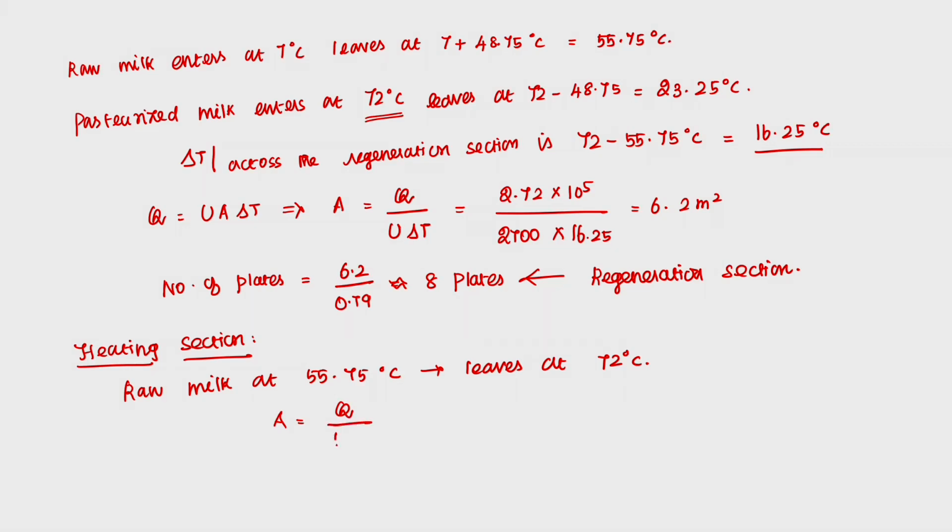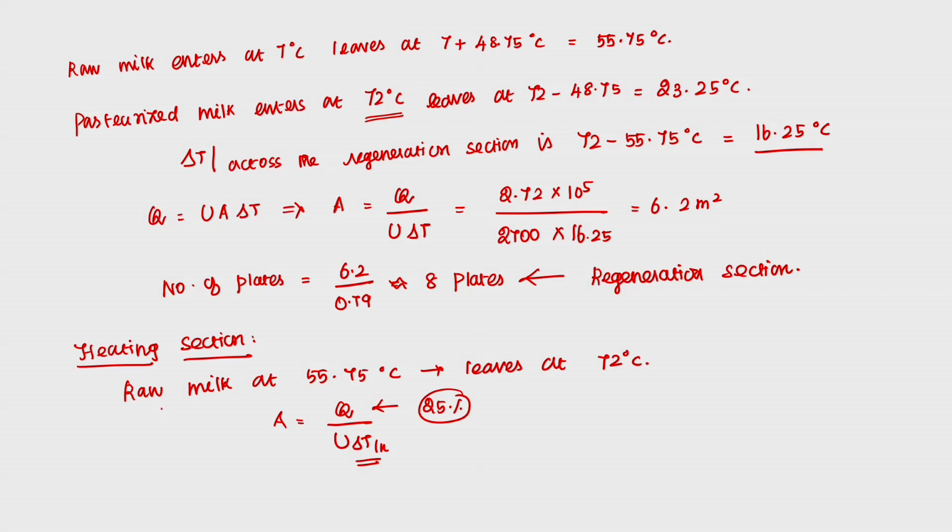Here, if I want to calculate the area, the formula I would be using is Q upon U delta T, where delta T is the logarithmic mean temperature difference, the LMTD. What is the clue about Q? Q, we have already been told 75% of the heat exchange is happening in the regeneration section. So, the remaining 25% heat exchange happens in the heating section. So, I have a clue. I can calculate how much is 25% and U is given, but I am supposed to calculate delta T, right, which is nothing but a logarithmic delta T.